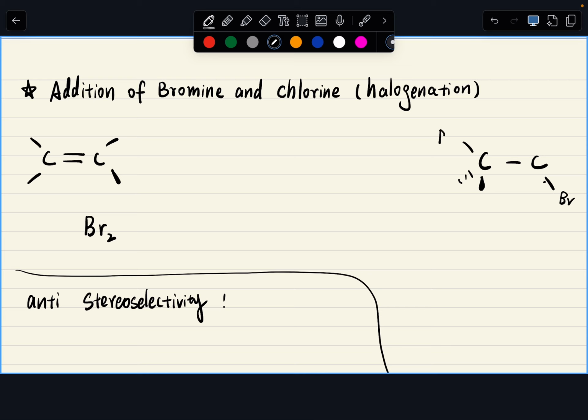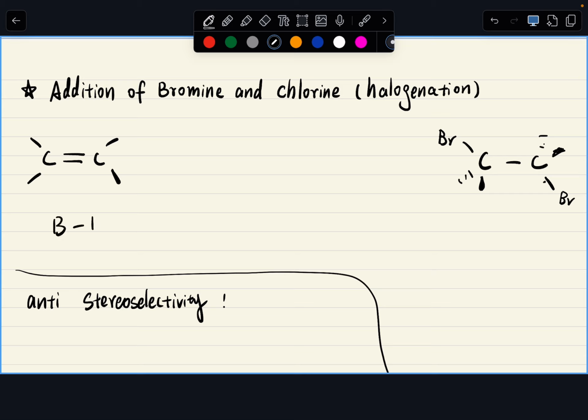And you're adding both Br onto your carbon center. All right, so that's the overall reaction. And let's think about how this reaction is taking place. Again, several things we want to talk about, right? So first thing, what's the rate limiting step? What's the regioselectivity? And what is your stereoselectivity? So three goals for this reaction.